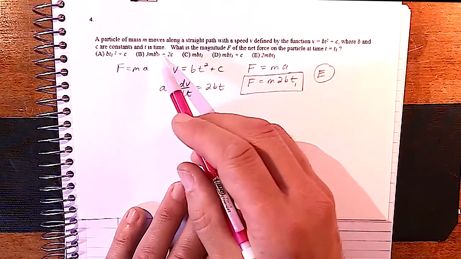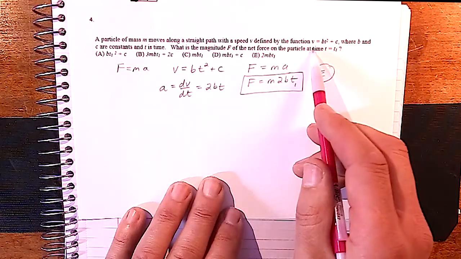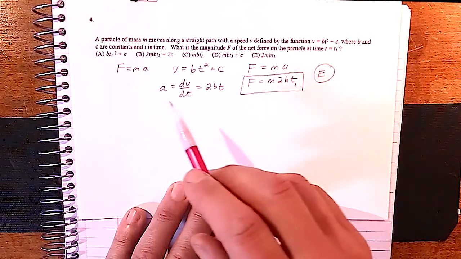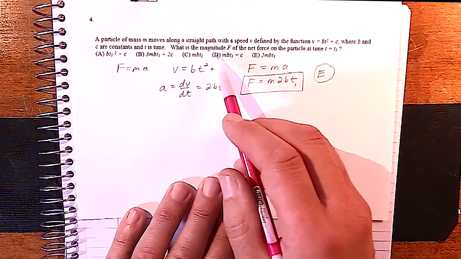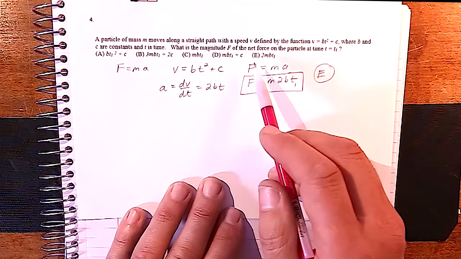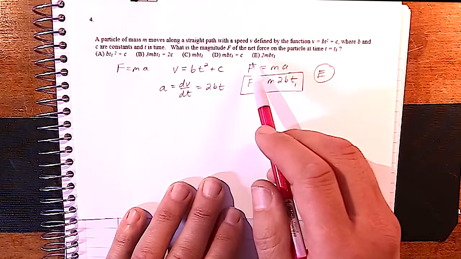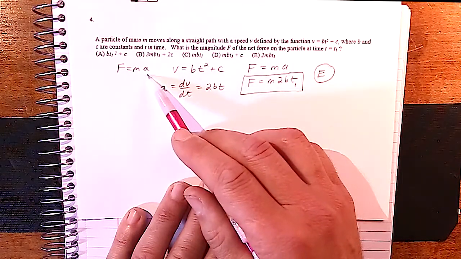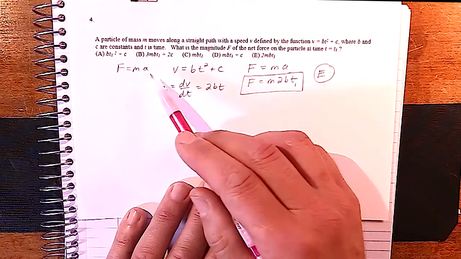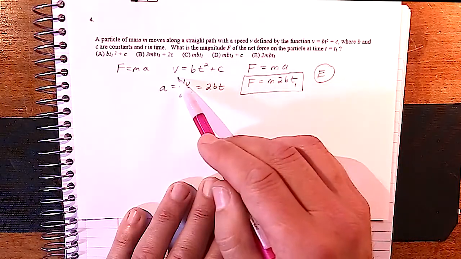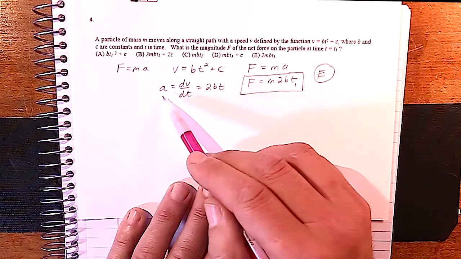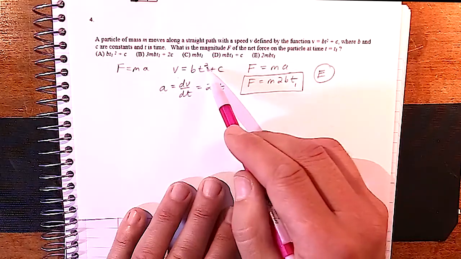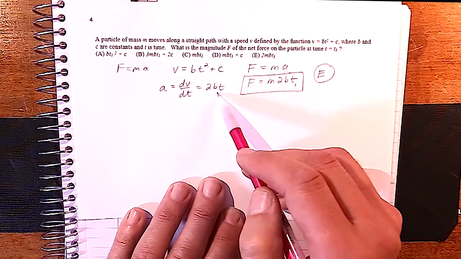In this question, they give us an equation for velocity as bt squared plus c, and b and c are constants. And the question is, what's the magnitude of the net force? Well, like the problem that we saw before, the net force is equal to ma, but they gave us a formula for velocity. How can we get acceleration from velocity? Well, we can take the first derivative. The first derivative of velocity with respect to time is the acceleration. So the power rule gives us 2bt.